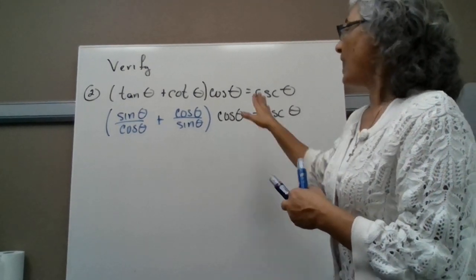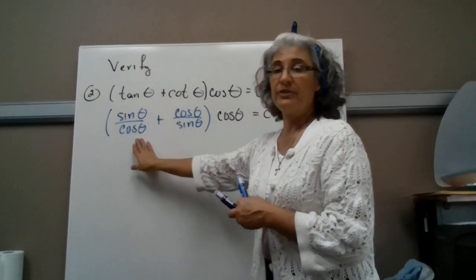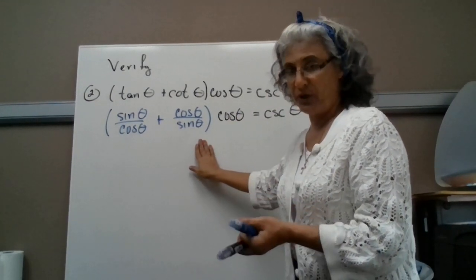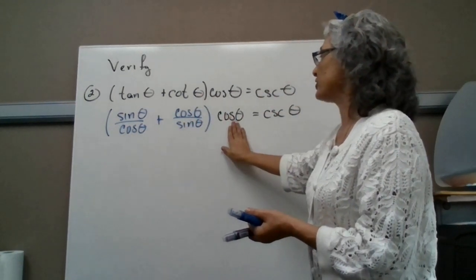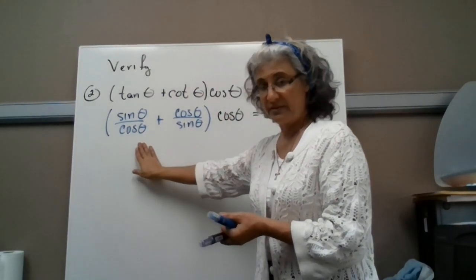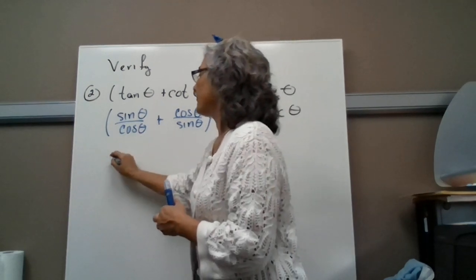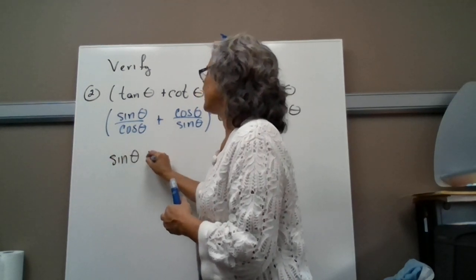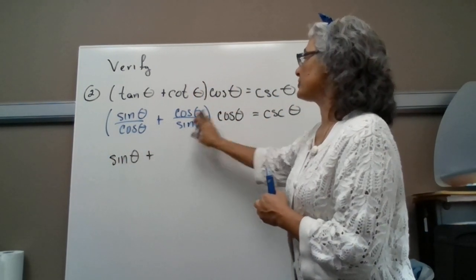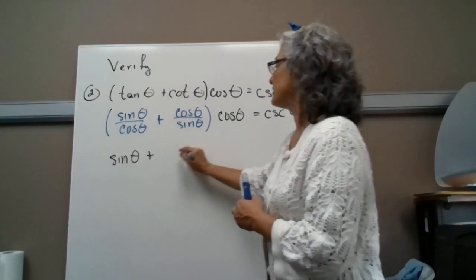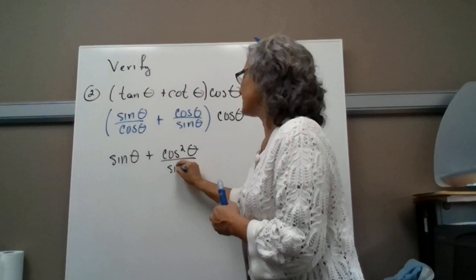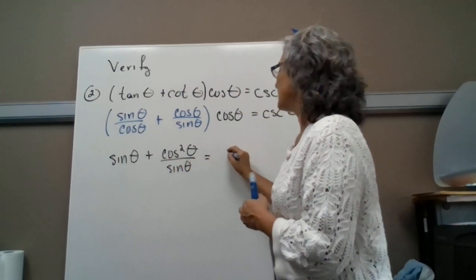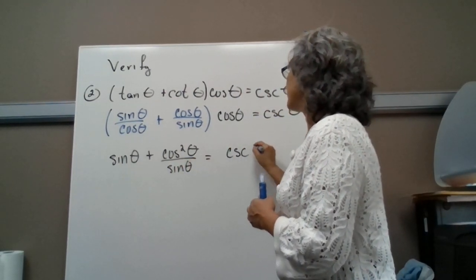Now, I can distribute into the parentheses, no problem, right? So if I take this first fraction and multiply by cosine, don't the cosines cancel? That'll leave me just sine of theta. If I take fraction number 2 and multiply by cosine, I'll get the cosine squared of theta over sine theta, don't I? And it's supposed to equal the cosecant of theta. Got it.